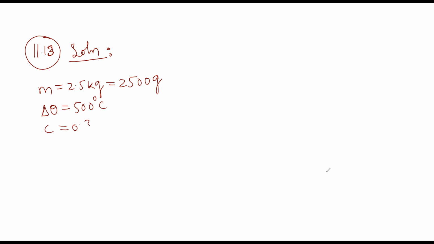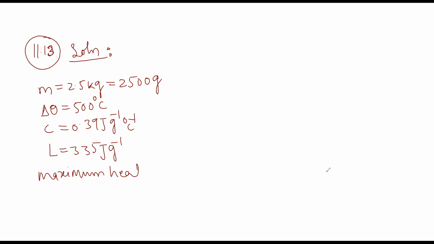Specific heat of copper is given as 0.39 joules per gram per degree Celsius. Then heat of fusion of water, L, is given as 335 joules per gram. What do we have to calculate? The maximum heat the copper block can lose is calculated using the formula Q is equal to m into specific heat into delta T.